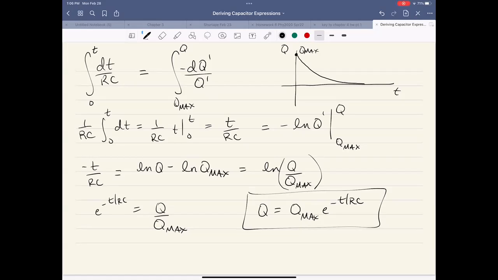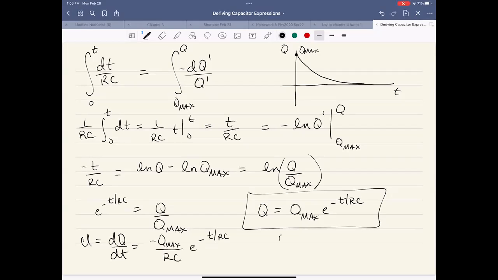Okay, so let's now solve for the current as a function of time. So I will be equal to dq dt. And if you take the derivative of that with respect to time, then you end up with minus Q max over RC times e to the minus t over RC. Okay.